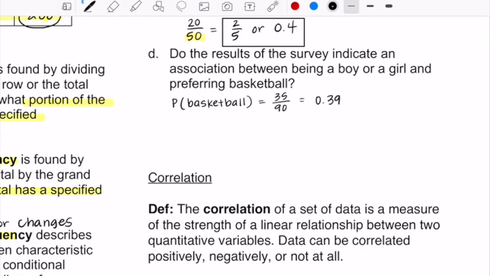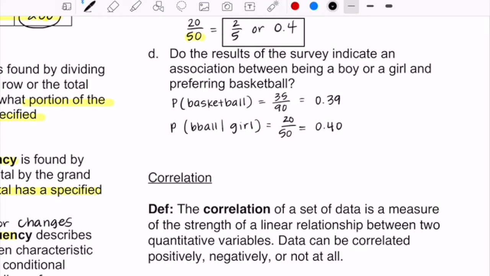Once I have that information, it wants to know if there's an association between being a boy or a girl and preferring basketball. The next thing I'm going to figure out is what is the probability that a person prefers basketball given that they were a girl. And so out of the 50 girls surveyed, 20 of them preferred basketball. And so 20 out of 50 would give you 0.4 when converted to a decimal.